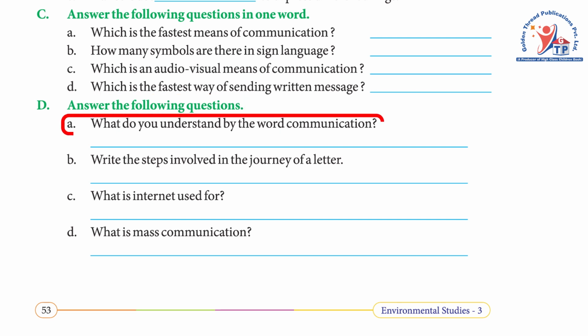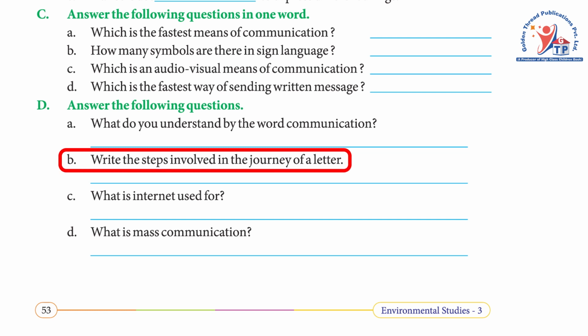D. Answer the following questions. A. What do you understand by mass communication? Answer: Mass communication is the way of communicating to a large number of people at the same time. B. Write the steps involved in the journey of a letter. Answer: 1. We write the letter on plain paper and put it in a stamped envelope.